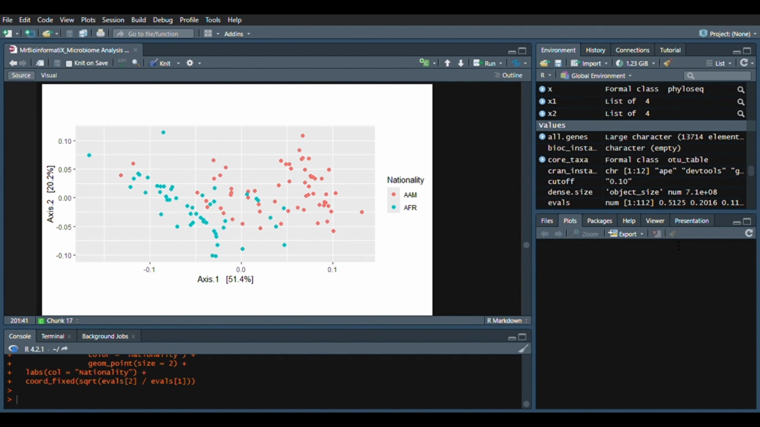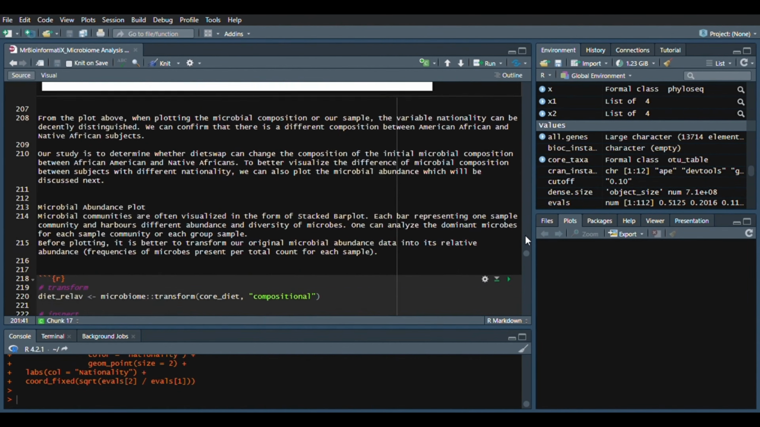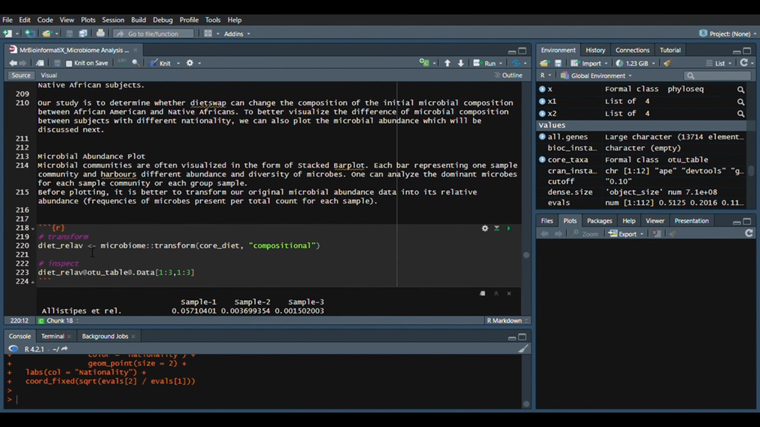But before we create these plots, we need to change our original microbial abundance data into relative abundances. This means we will express the amount of each microbe as a percentage of the total number of microbes in each sample. So, diet relative, and then microbiome transform core diet compositional. This line takes the original dataset called the core diet and transforms it.